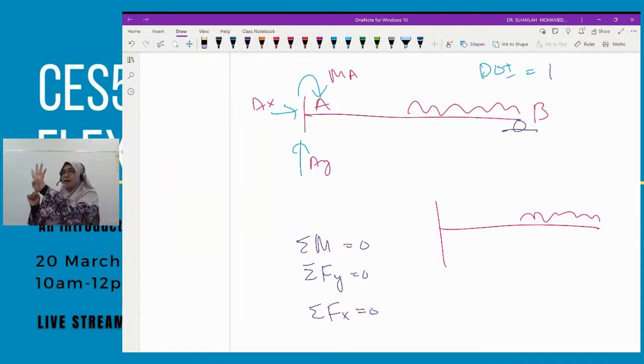4 cannot be determined. So this redundant is the problem. Solve this redundant, and after solving this, then only you can solve the 3 remaining reactions. That is the idea. So if you want to answer what is the flexibility method, it is simple: we cannot determine 4 unknown reactions using 3 equilibrium equations, and that is why the flexibility method takes place.